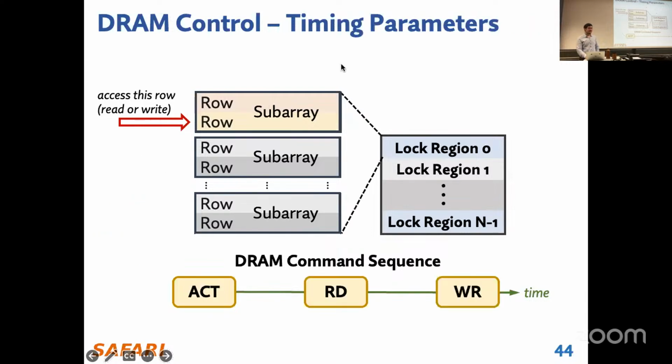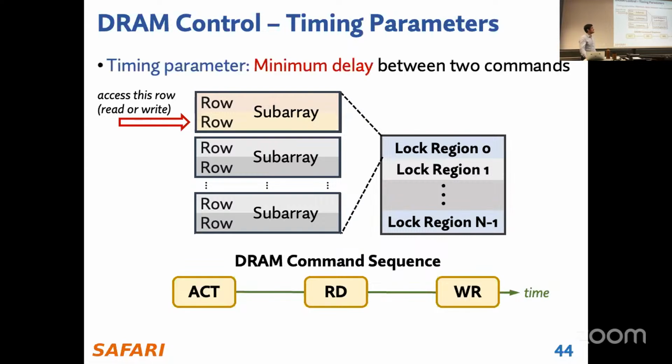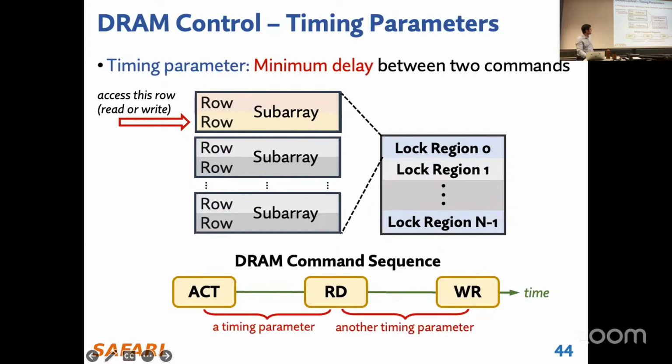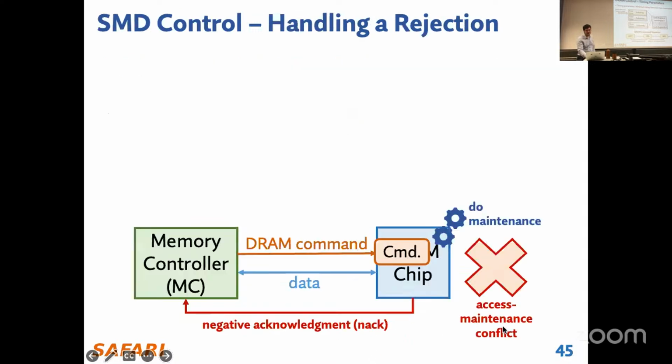An activate command is typically followed by read and write commands. The memory controller obeys what we call timing parameters that impose a minimum delay between 2 commands. For example, we would have a timing parameter between activate and read, another one here between read and write.